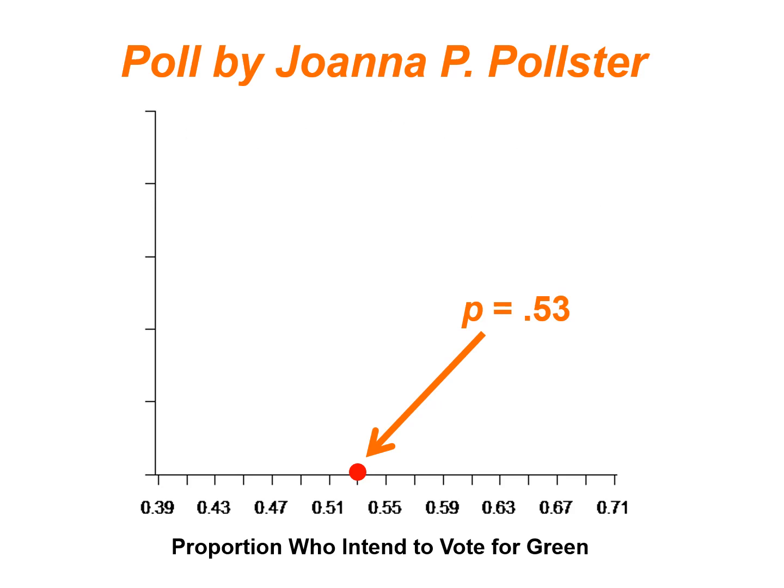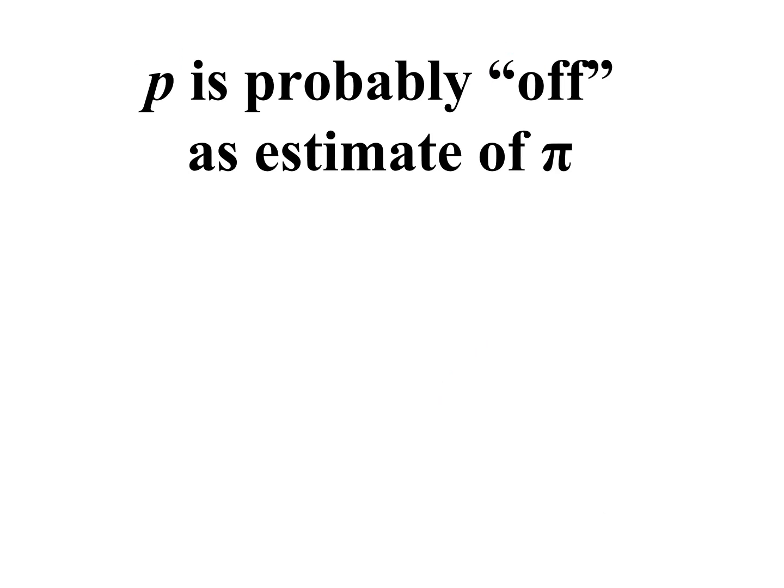So let's take this example. Let's say that Joanna Bolster conducts a poll in the state of East Virginia. Joanna collects a sample of 1,000 voters and finds that 53% of them plan to vote for Christina Green. So P equals 0.53 for this sample. However, the value that she obtained for P is probably off as an estimate of pi, which is the proportion of voters in the whole state who plan to vote for Green. We call this imperfection a sampling error.